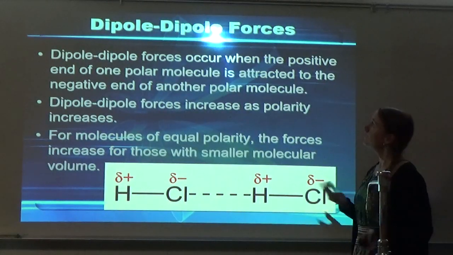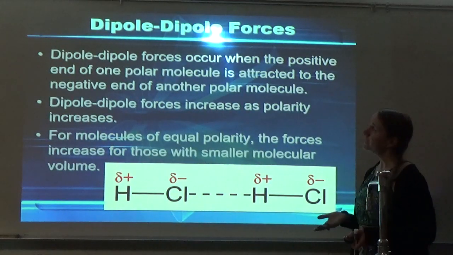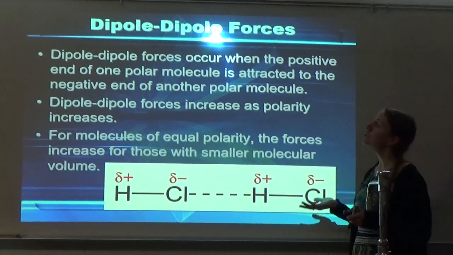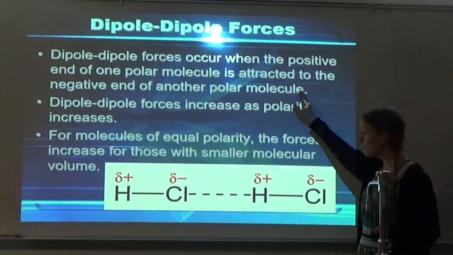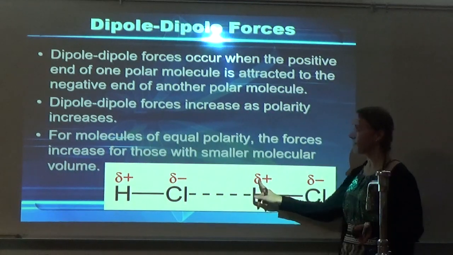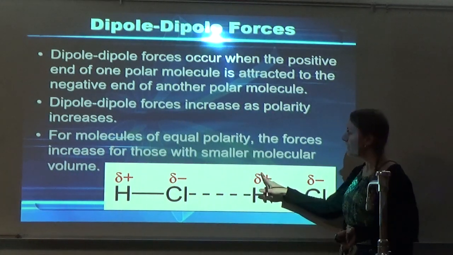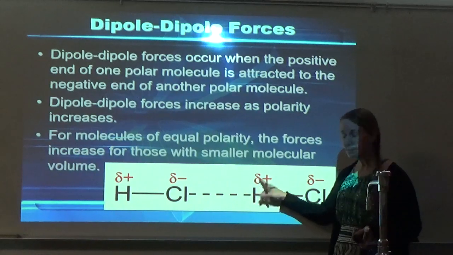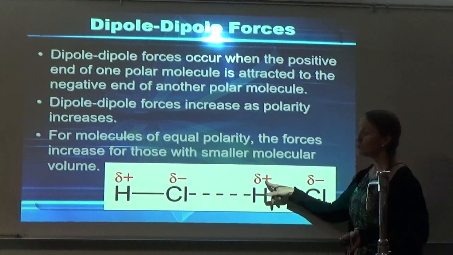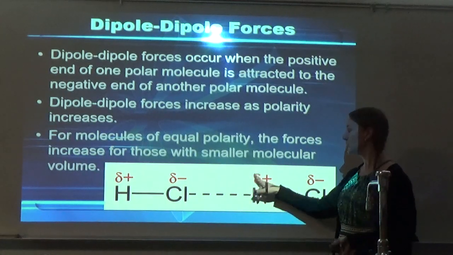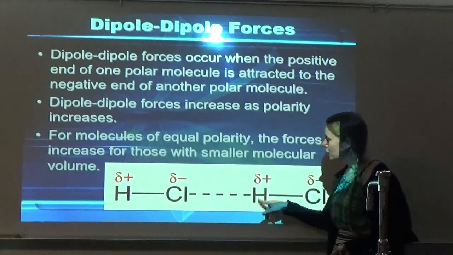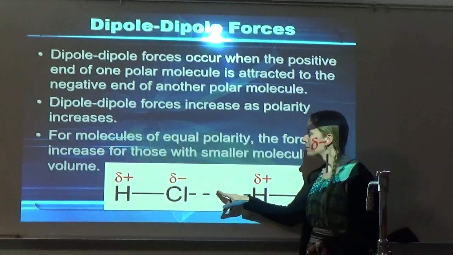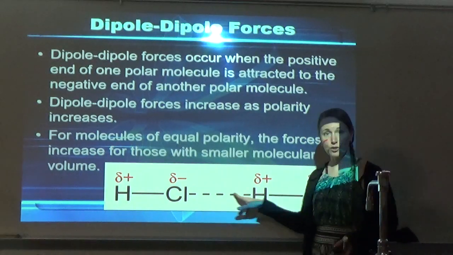So dipole-dipole forces occur when the positive end of one polar molecule is attracted to the negative end of another polar molecule. Now remember, we're talking about polar, not full positive and negative, it's a partial positive and negative. So this is just a lowercase delta, and that means partial. So this hydrogen doesn't have a full positive, it's just partially positive. So see, the negative Cl attracts to that positive hydrogen, but this is just an intermolecular force.